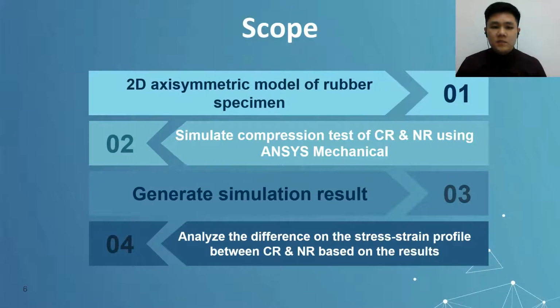The scope of this project starts with constructing a 2D axisymmetric model of the rubber specimen. Then the compression test parameters will be defined before the compression test simulation of CR and NR using ANSYS Mechanical. After the simulation is completed, both CR and NR results will be generated and analyzed.